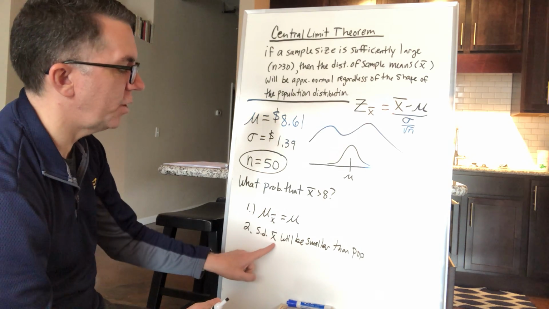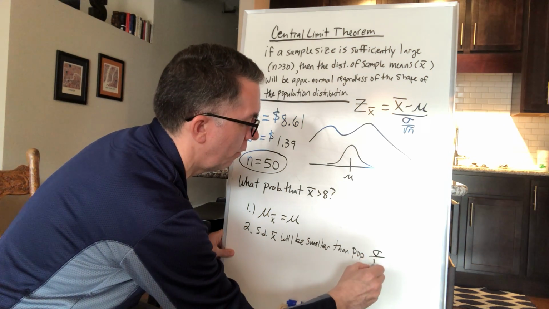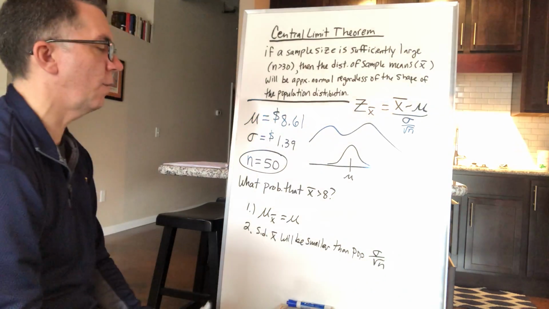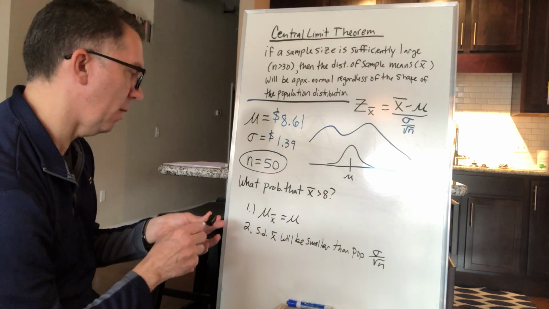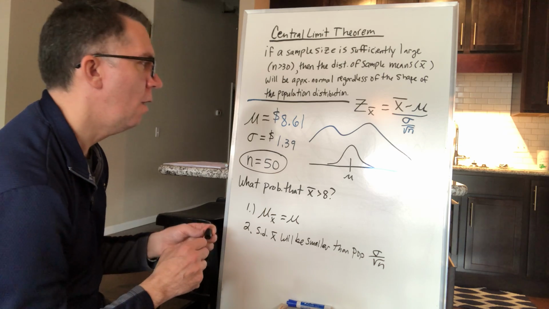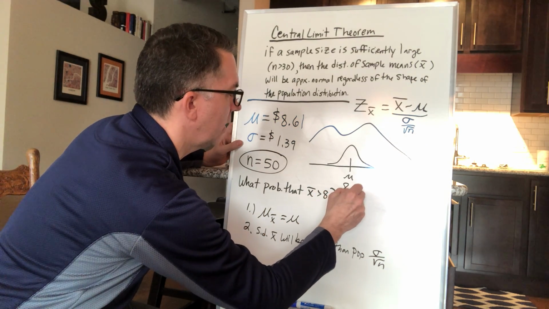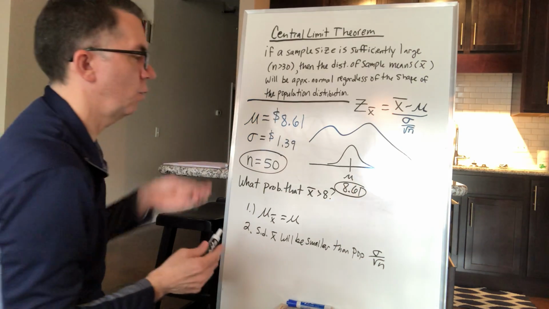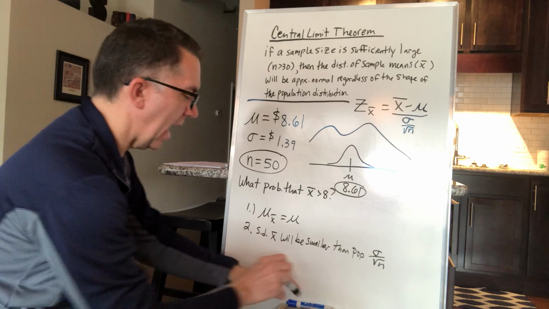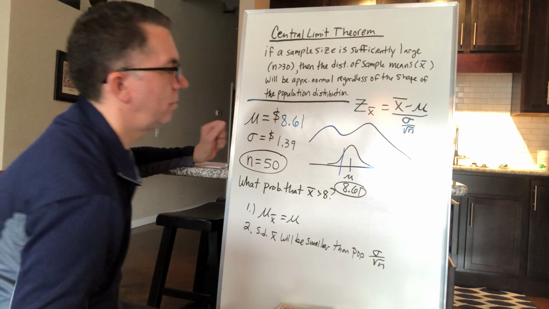The standard deviation of the X bars will always be smaller, and that number is sigma over radical n. So those are two rules that we have to know, okay? So what's the probability that X bar is greater than 8? Well, for my population, we said the mean was 8.61. That's this number right in the center here. That's 8.61. So we're going to say 8 is less than that. 8's going to be right there, okay?